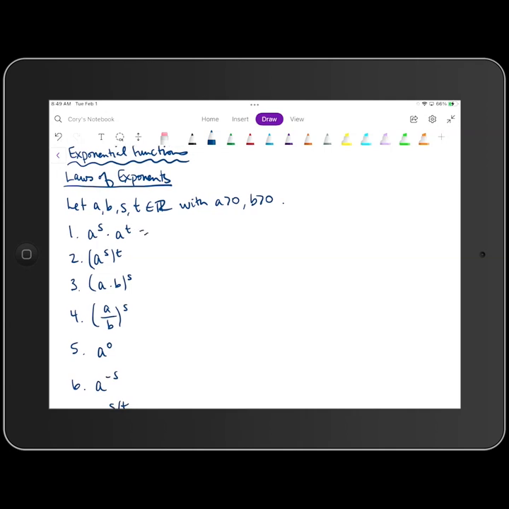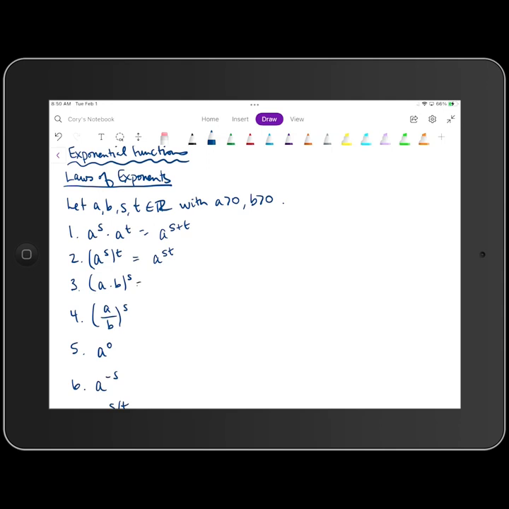So law number 1 says if we take a to the s power times a raised to the t power, so if we multiply 2 exponents that share the same base, we can rewrite that as a raised to the s plus t power. So we can combine into a single exponent by adding the powers. For law number 2, if we have a power raised to a power, so if we have a to the s power raised to the t power, there is where we multiply exponents. So that is equivalent to a raised to the s times t power.